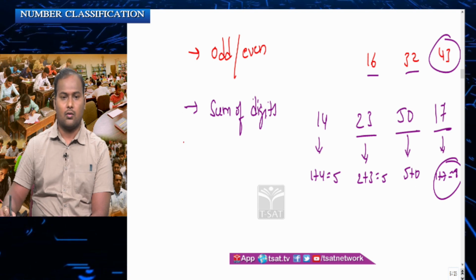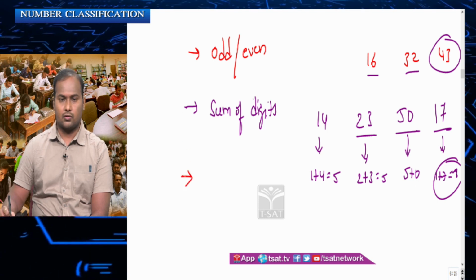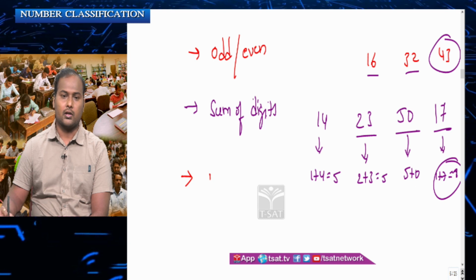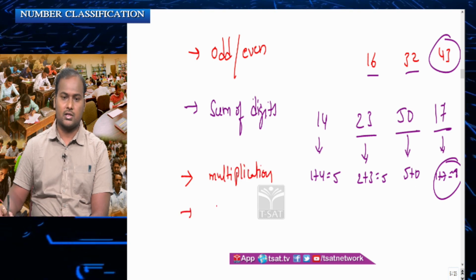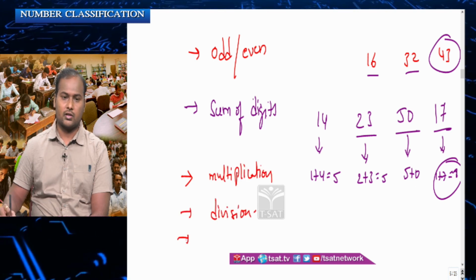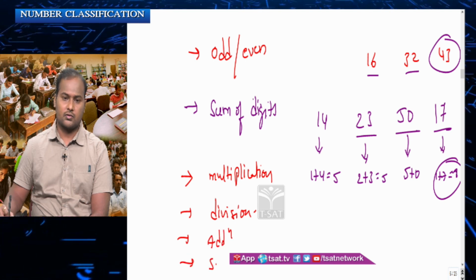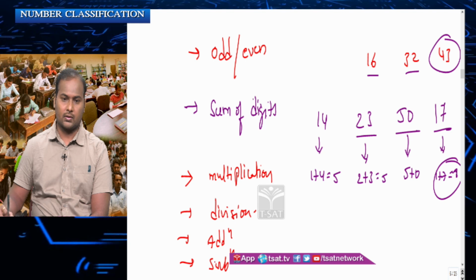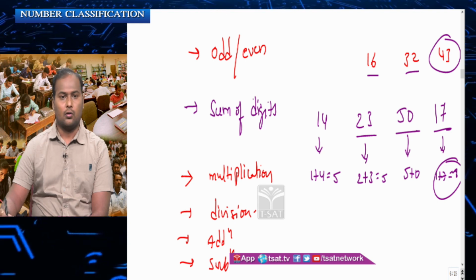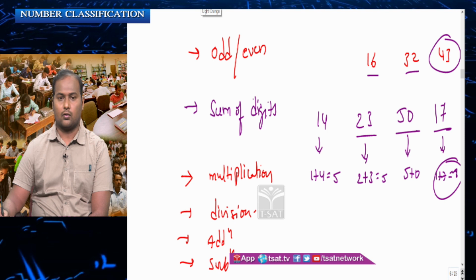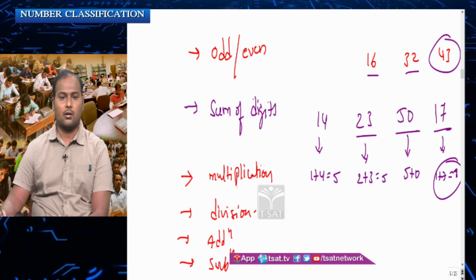Apart from this, what are the different areas he may ask questions from? It may be multiplication. You can see questions from divisions. You can see questions from additions. And you can see questions from subtractions as well. Not only this, to make the question difficult, what will the examiner do? He starts combining all this.